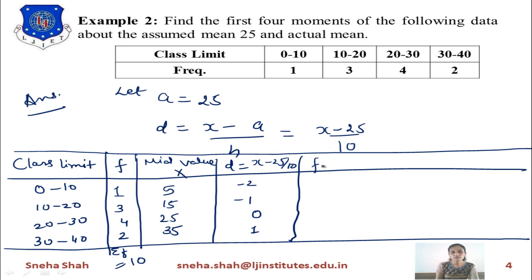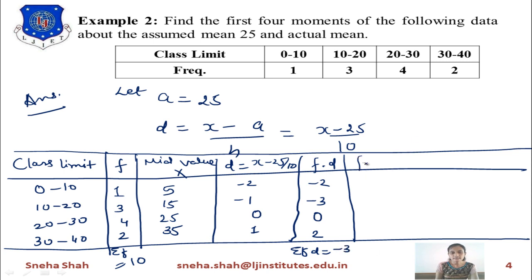Now the next term you have to find is f into d. So what is the value of f into d? 1 into minus 2, minus 2; 3 into minus 1, minus 3; 0 into 4, 0; 2 into 1, 2. Now if I add all these terms, it gives the summation of f into d equals minus 2 plus 2 cancel, so its answer equals minus 3.